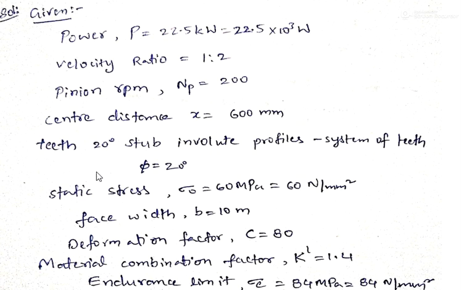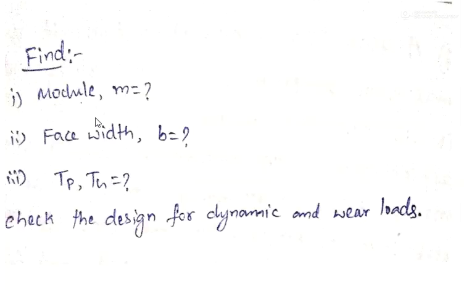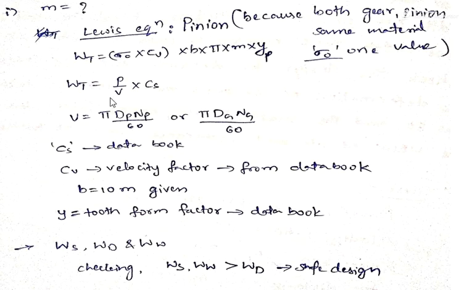So, this is the given data and here you see it is asking module and face width, number of teeth on each gear, means number of teeth on the pinion and the number of teeth on the gear, and here we have to check the design also for the dynamic and wear loads. Let us see how we can do this problem. So, in the first bit it is asking module.